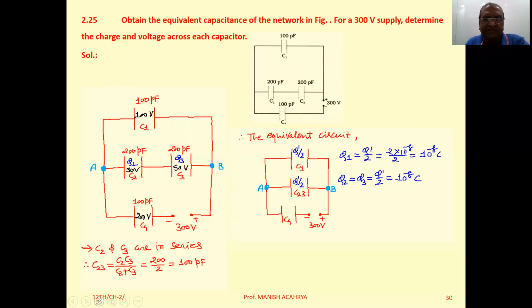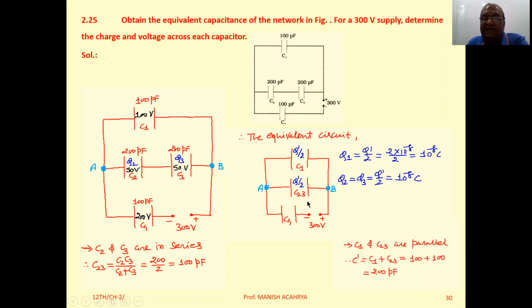Now see this equivalent circuit between A and B: C2 and C3 are removed and only one capacitor C23 is connected. Now you can see across AB, capacitor C1 and C23 are parallel. C1 and C23 are parallel.